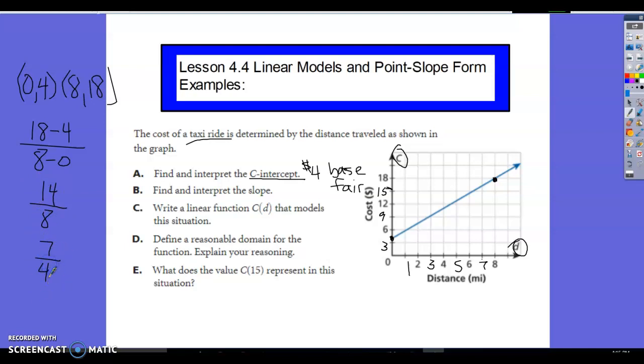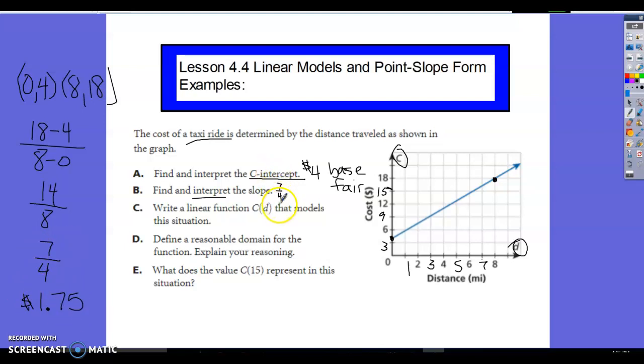Now, what does that actually mean? So 7 over 4 is our slope, and we need to interpret that. We're talking about money, distance and money. So what does 7/4 relate to? There's 4 quarters in $1 and then 3/4 of another dollar. So this actually equals $1.75. So 7 quarters is $1.75.